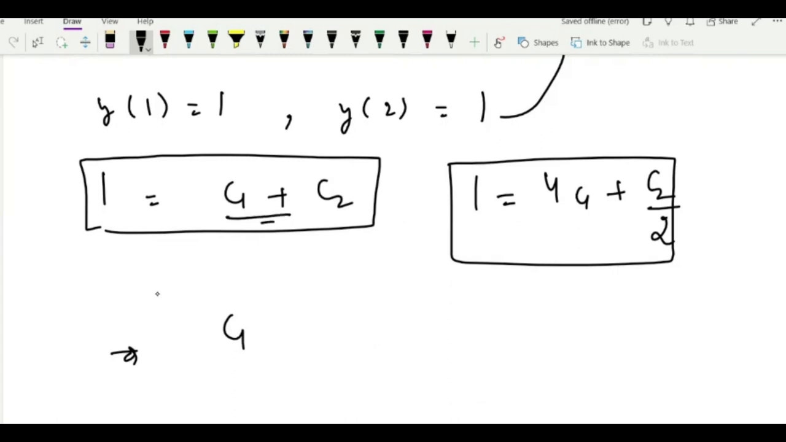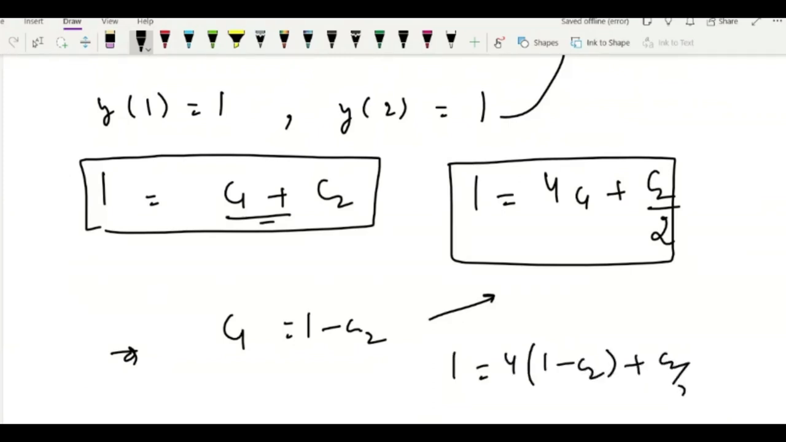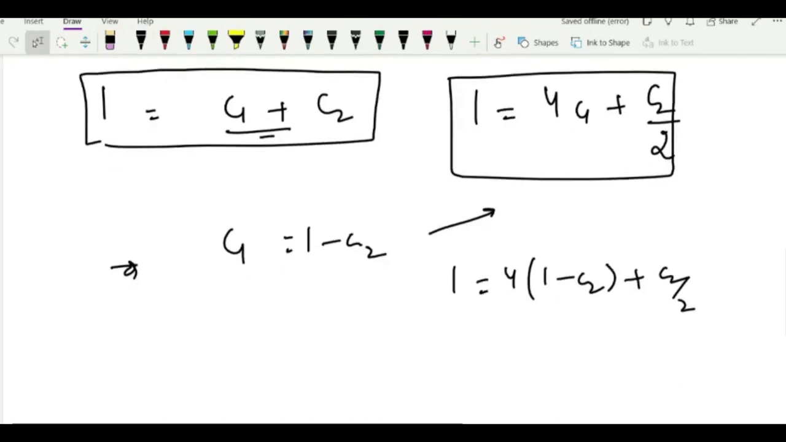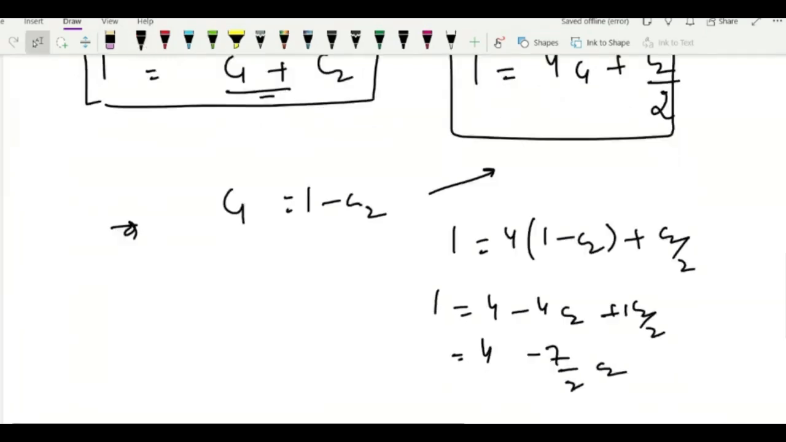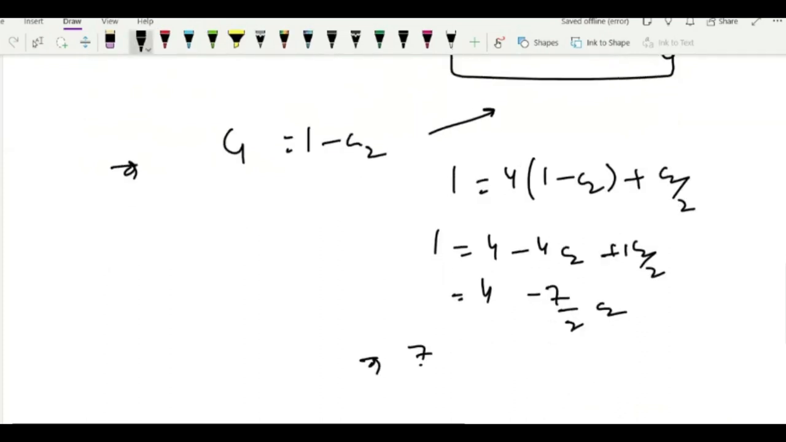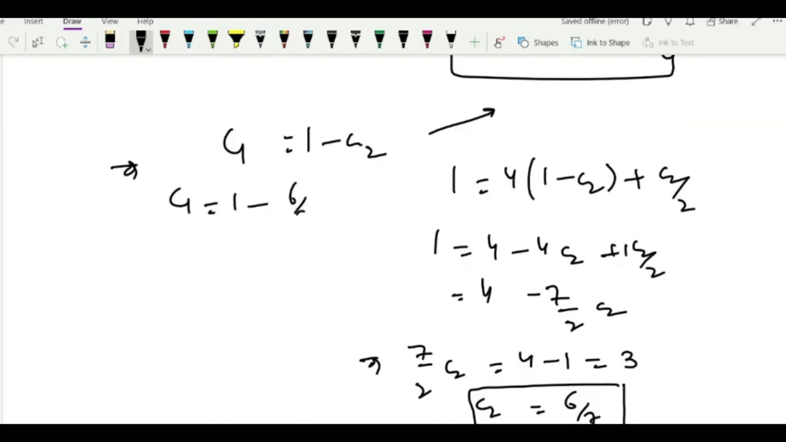Here we have C1 is equal to 1 minus C2. We can substitute here C1 as 1 minus C2 in 4C1 plus C2 upon 2. Now this equation is only in C2: 4 minus 4C2 plus C2 upon 2. Minus 4 plus 1 by 2 is minus 7 by 2 C2. Or we can write it as 7 by 2 C2 is equal to 4 minus 1, which is equal to 3. So C2 is equal to 6 by 7. As C2 is equal to 6 by 7, C1 is equal to 1 by 7.